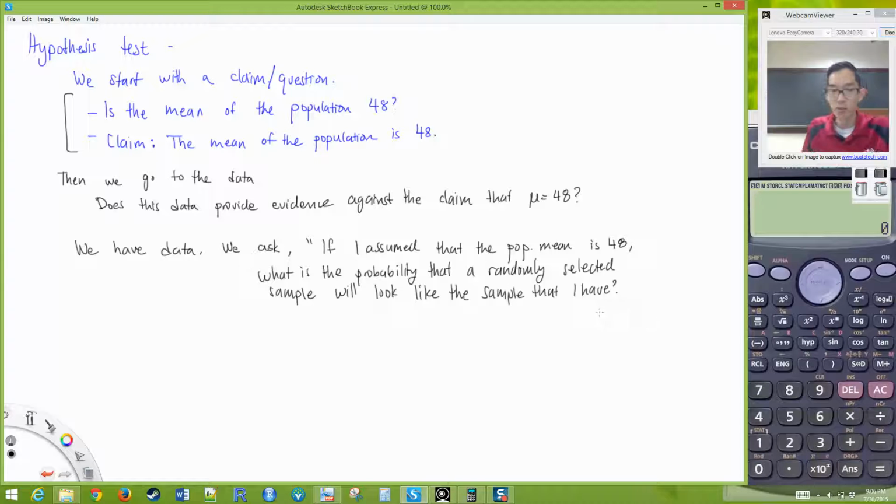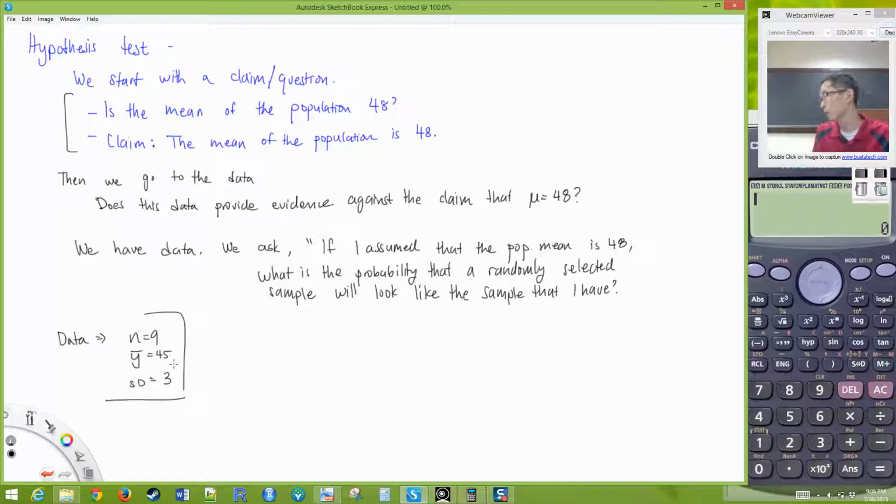So for example, in our data from the previous problem, we had 9 data points. The sample mean was 45, and the standard deviation was 3. So if indeed the population mean is 48, the question I'm asking is, what's the probability that a randomly selected sample gives me a mean of 45?